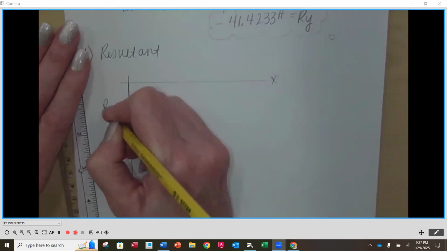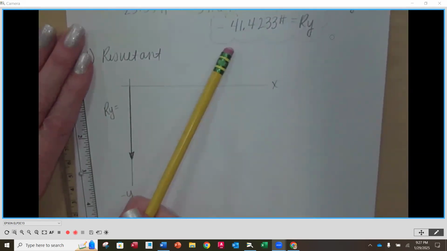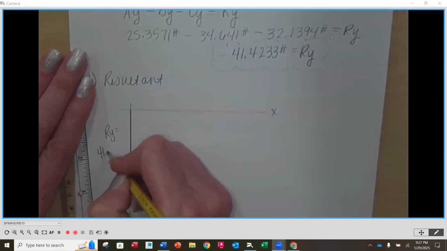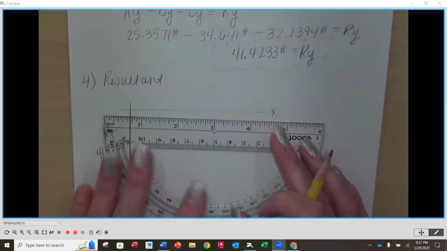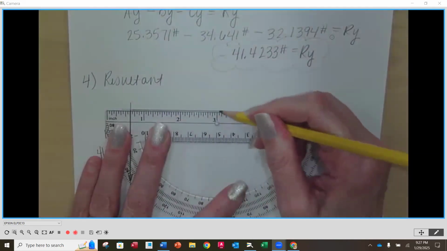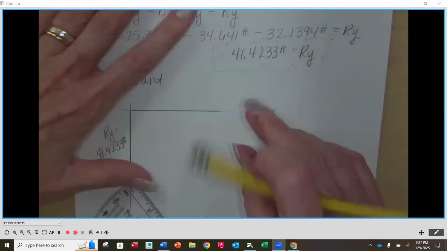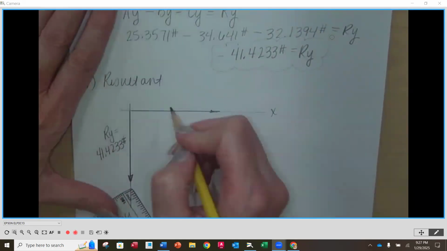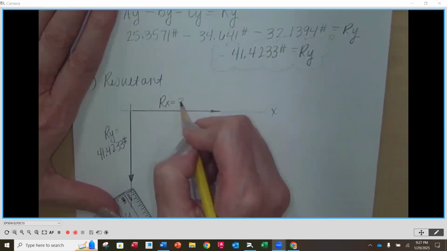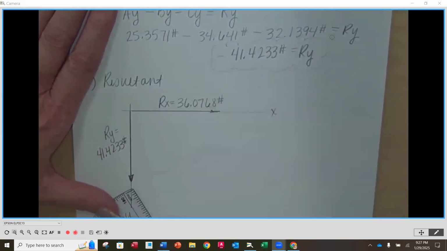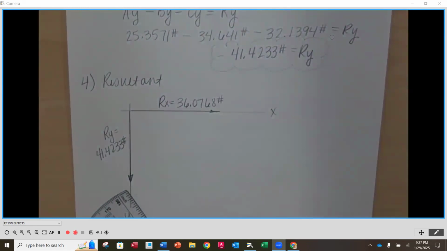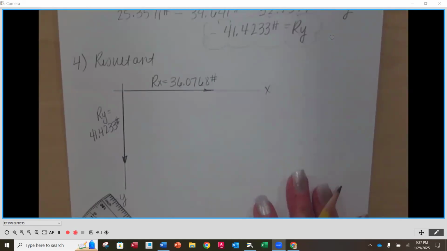So I know that my negative Ry is again going down because of the negative value that we got, 41.4233 pounds. And then I've got about here, maybe just a little shorter. If I made it any shorter, our X, they're pretty in the ballpark. 36.0768 pounds for Rx. You have to draw this diagram, okay? Because it tells me that you understand the numbers that you just calculated.